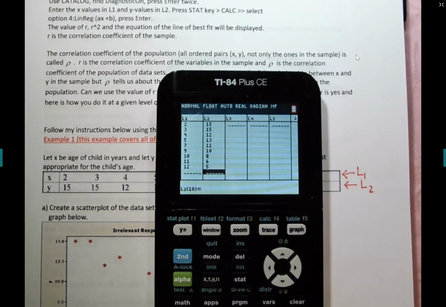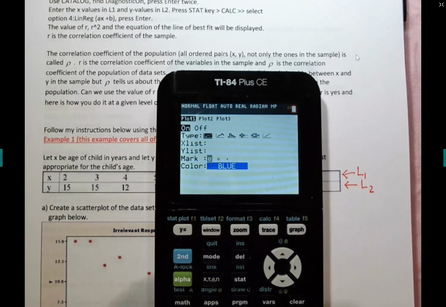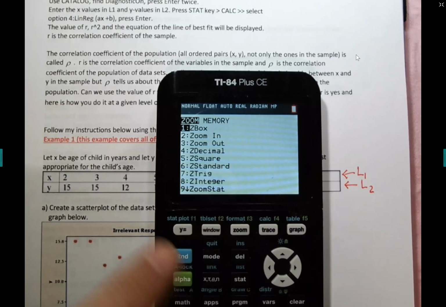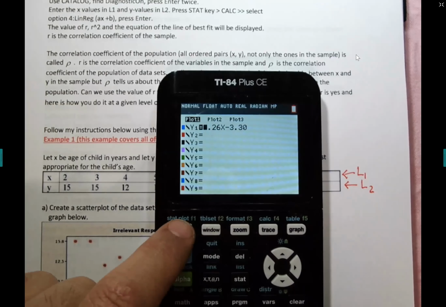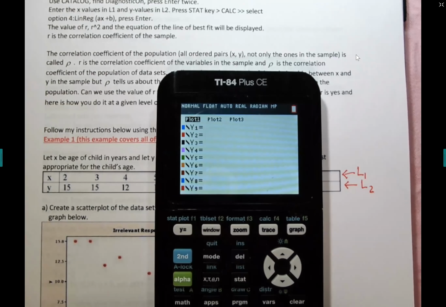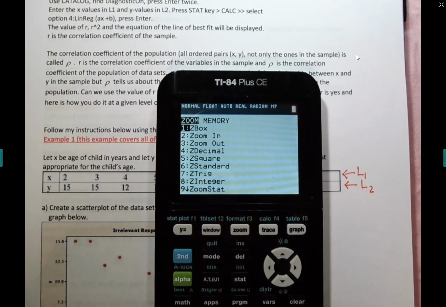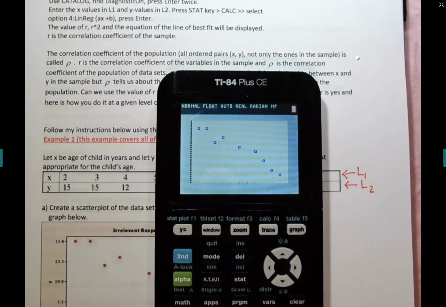Here's the first question. Create a scatter plot of the data set. So how did we do the scatter plot? If you remember, you already did the settings here, guys. You don't have to do it again. So I'm just going to quit. I'm going to hit zoom and then number 9. But before I do that, let me clear the Y, because this graph I don't need here. So clear. And now I'm going to go to zoom and then number 9. There you go. That's the scatter plot.